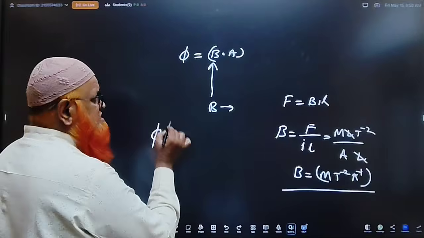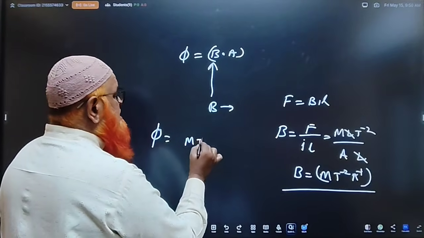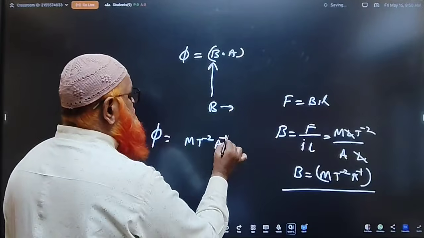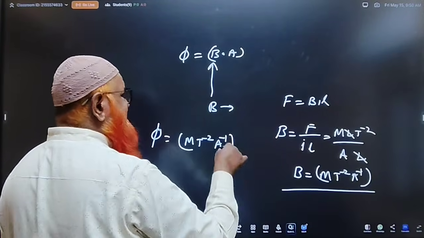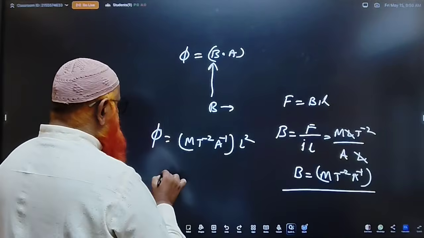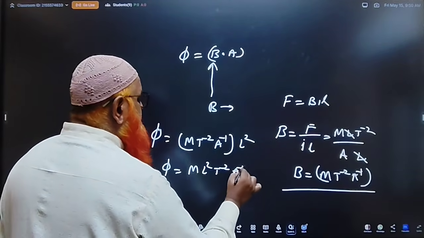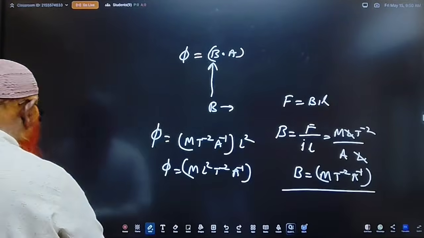So what is the dimensional formula for flux? This is a previous year question. The dimensional formula for flux is M T power minus 2 A power minus 1 multiplied by area, where area means length into breadth, length is L, breadth is also L, so L square. So magnetic flux is nothing but ML square T power minus 2 A power minus 1. Okay, so this is regularly asked.